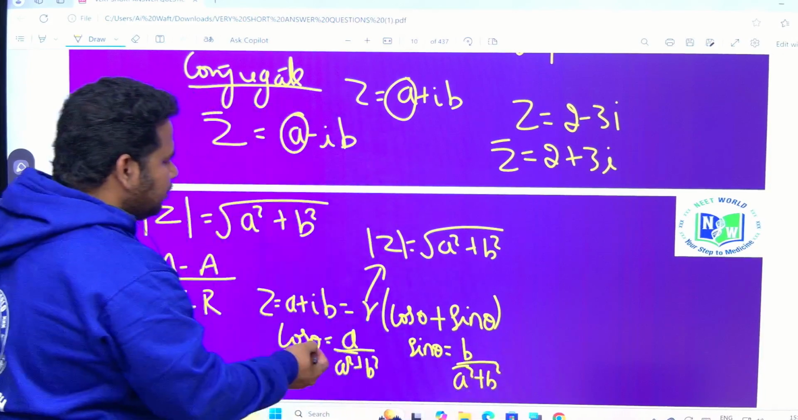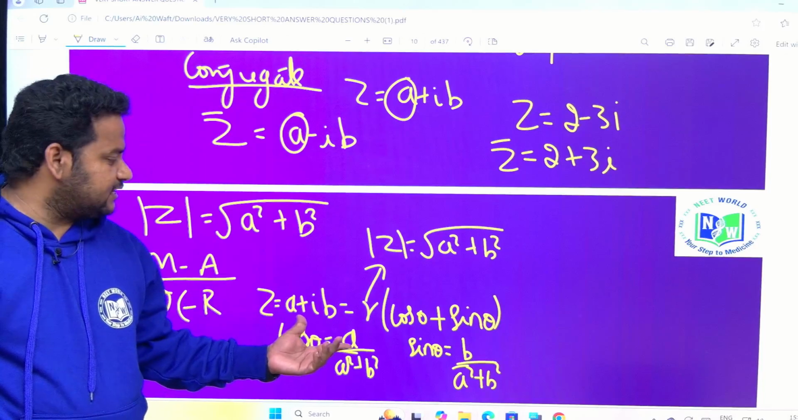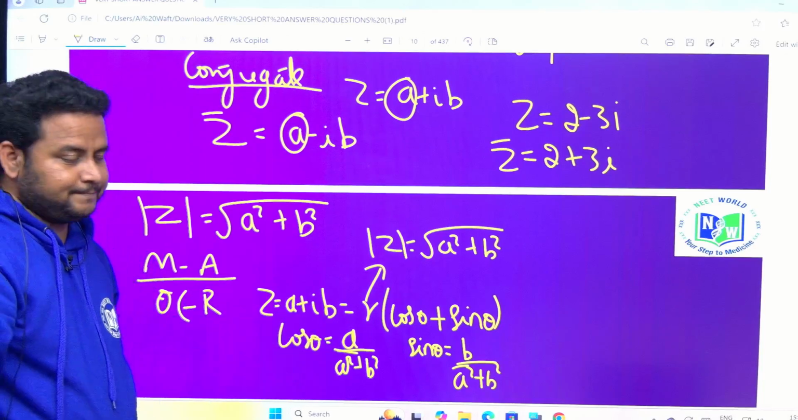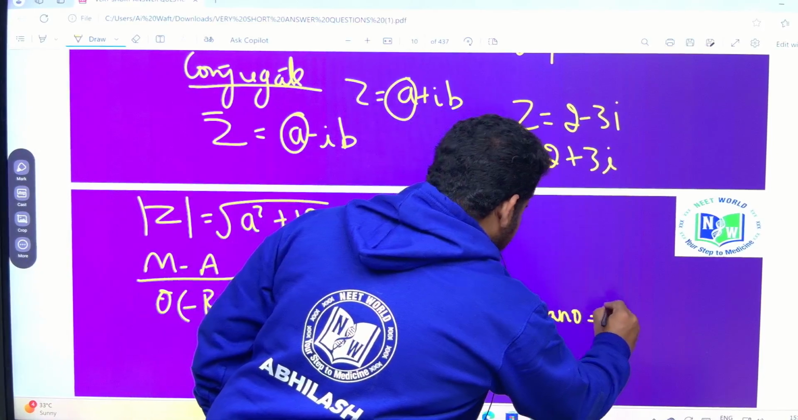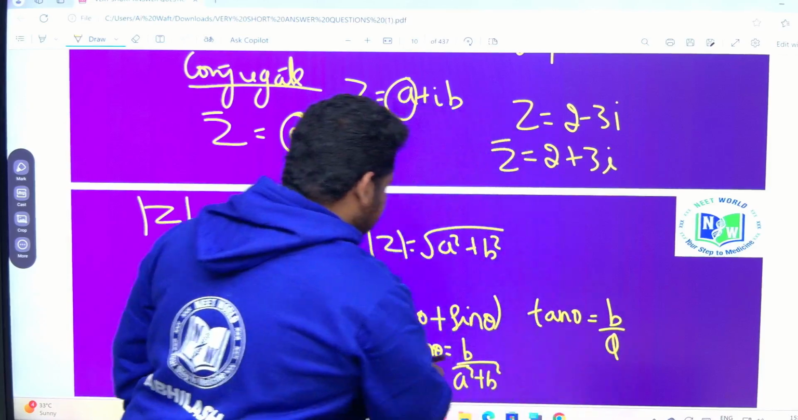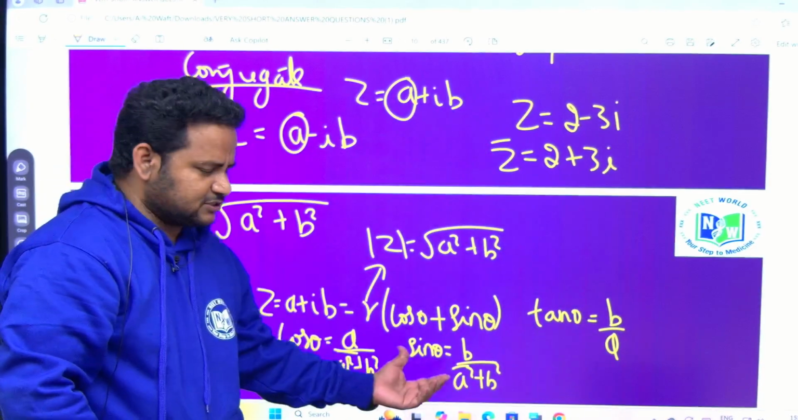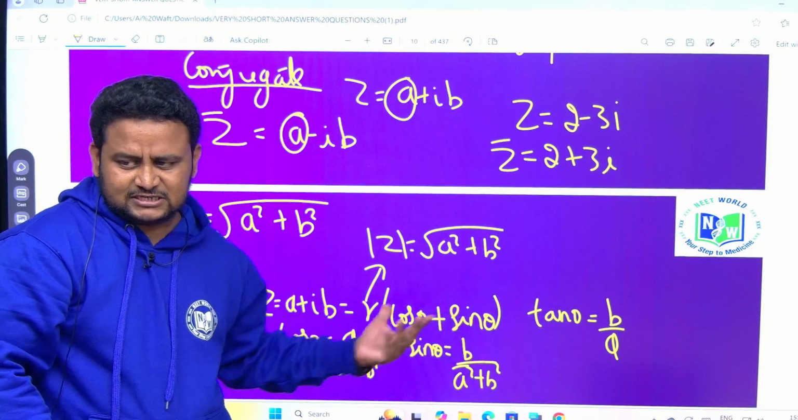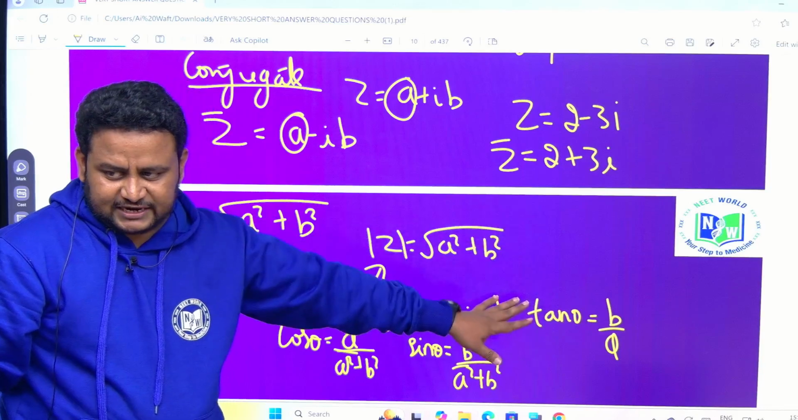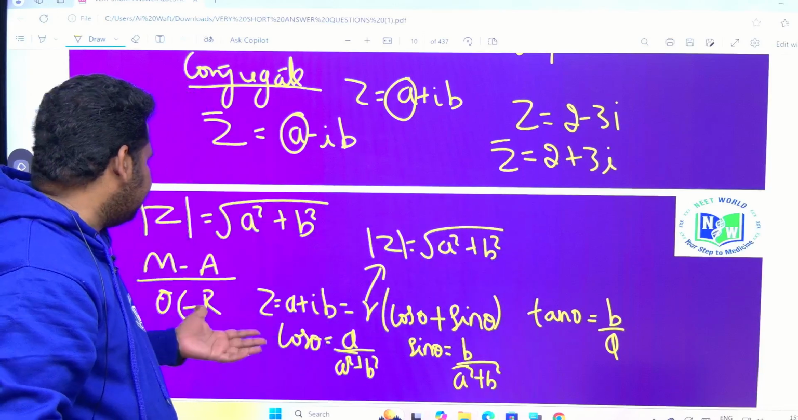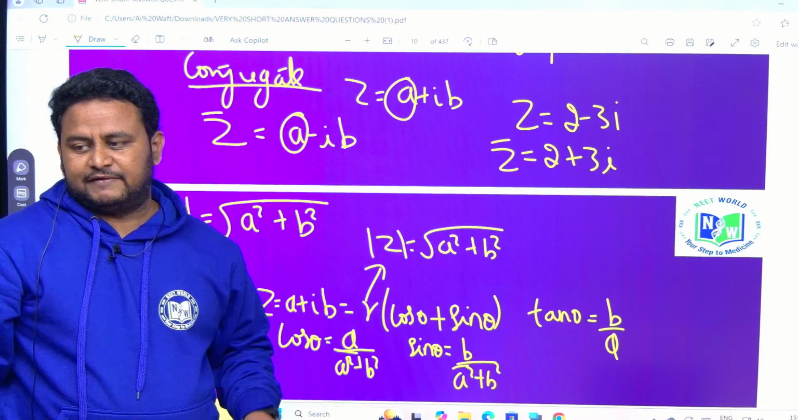Next, when I talk about tan theta, it is nothing but B by A. Tan theta will be B by A, that is sin theta by cos theta will give you A square plus B square, A square plus B square will cancel, you will get it as B by A. Finding in which quadrant it lies, that itself is called finding the amplitude.